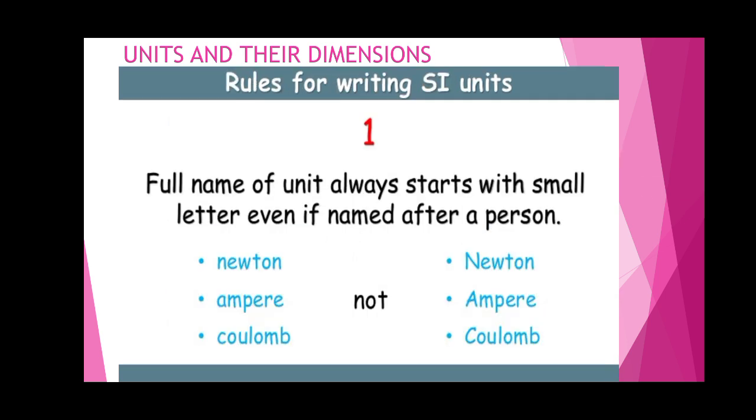First rule for writing SI units: the full name of a unit always starts with a small letter, even if named after a person. We have newton, ampere, coulomb, and since these are all taken from the names of scientists, we should not write them with a capital letter.